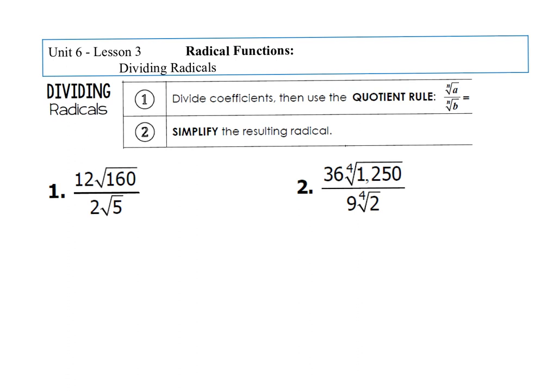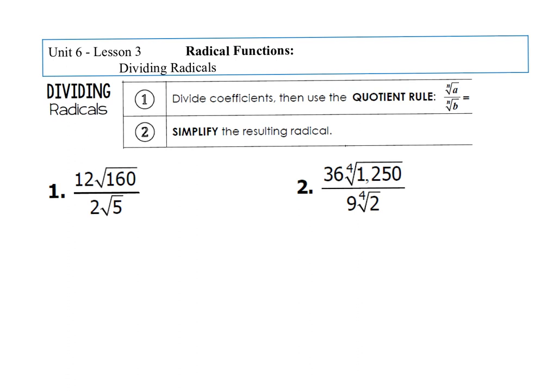And if our index was matching when we were multiplying, we could multiply coefficients, or the outside parts of the radicals, together. And we could multiply the radicands, or the inside parts, together, make it one radical term, and then simplify it. And it's very similar when we're dividing. So we have some rules when we are dividing with radicals.